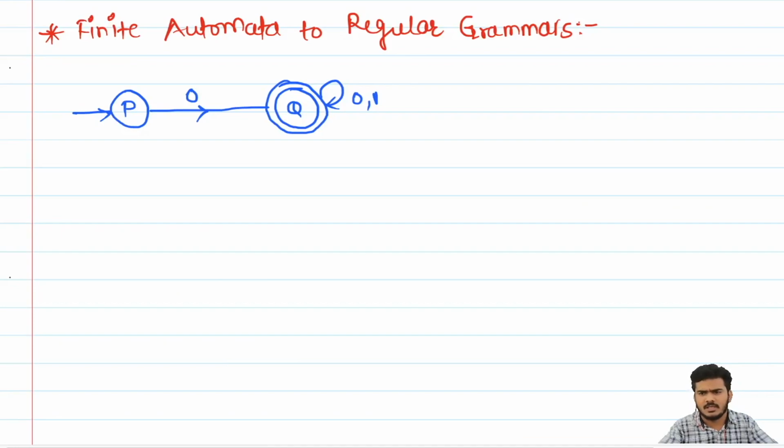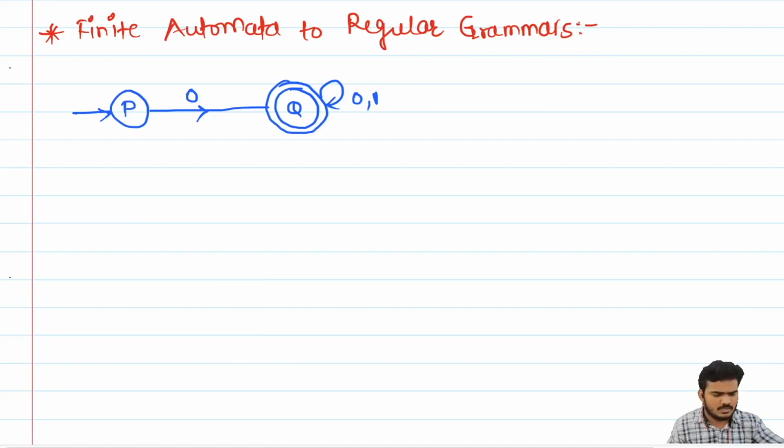Remember one thing: whatever languages are generated from type 3 or regular grammars are regular languages only. So let's take this finite automata given to us, and we have to write the regular grammar for this. In the finite automata given, this means the starting state, that is P, and this double circle indicates the final state. So Q is the final state.